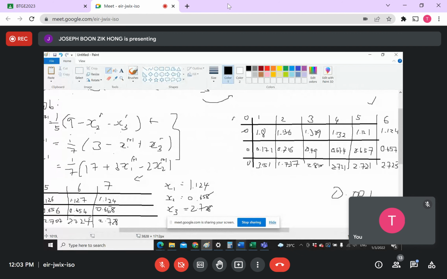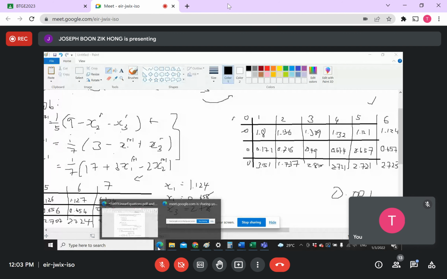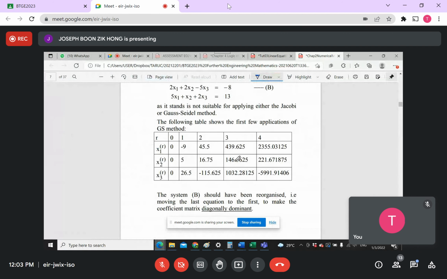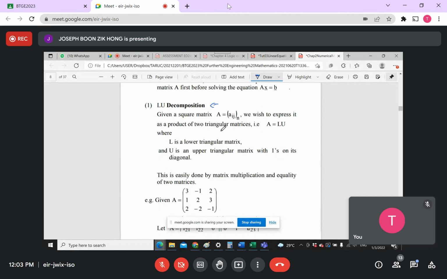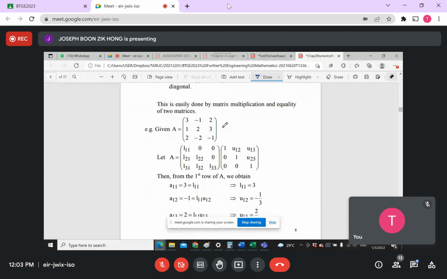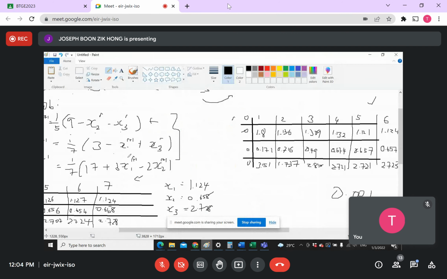Okay, so we continue. This one is another method in order to solve the system of linear equations, which we call decomposition or factorization of a square matrix. So we have two methods here. The first one is called LU decomposition. So what is LU decomposition? LU decomposition is where we try to make our matrix... for example, our matrix just now, we have this one.